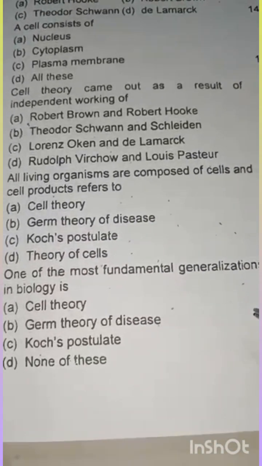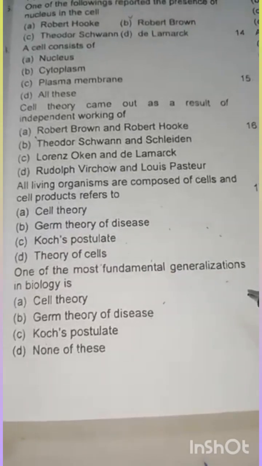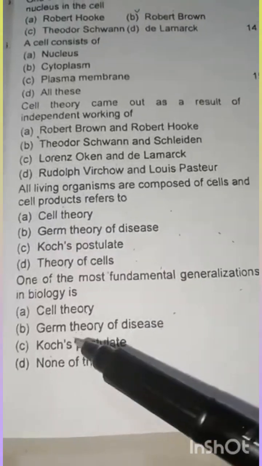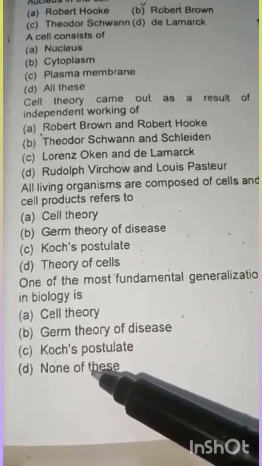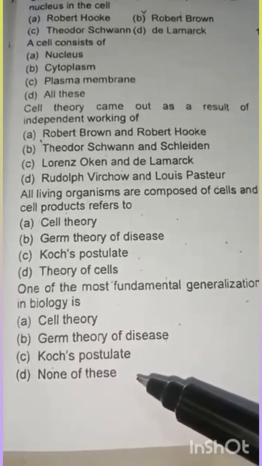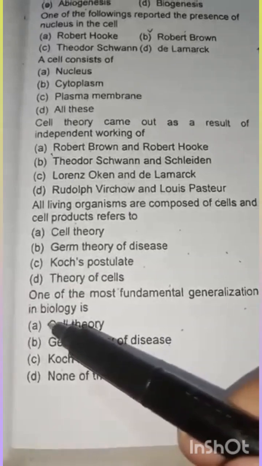One of the fundamental generalizations in biology is option A cell theory, option B germ theory of disease, option C Koch postulate, option D none of these. So option A is correct here.